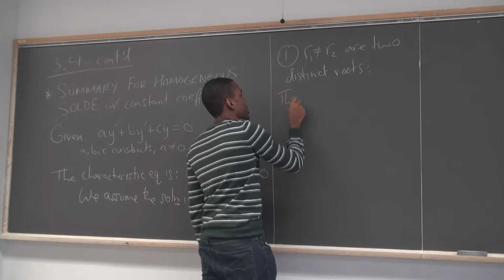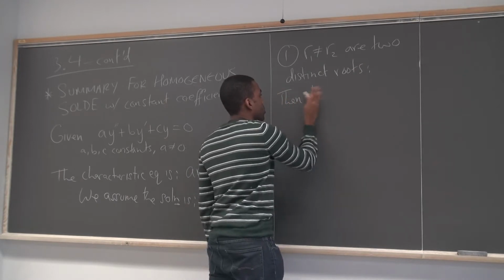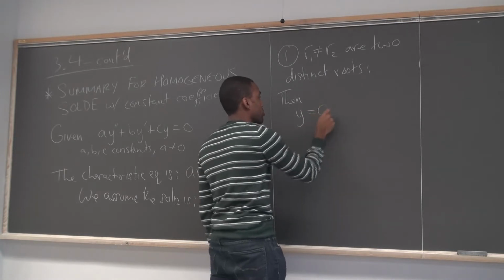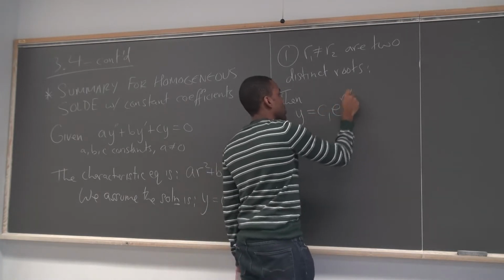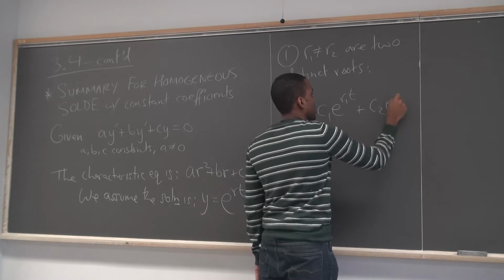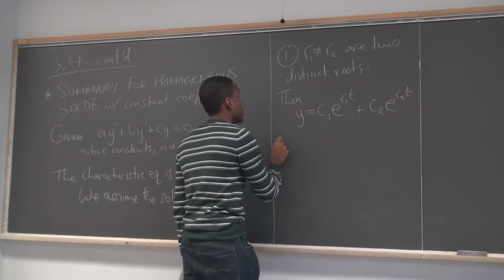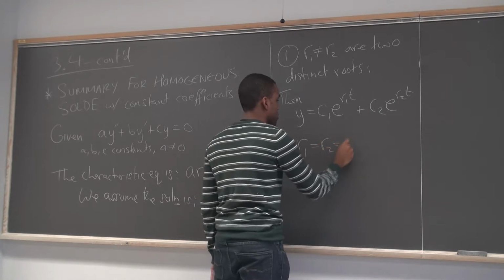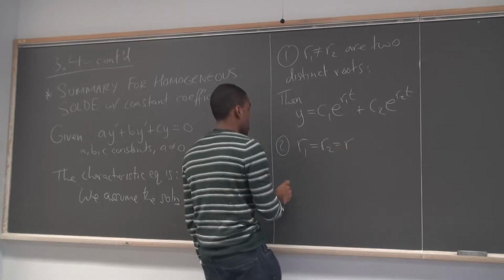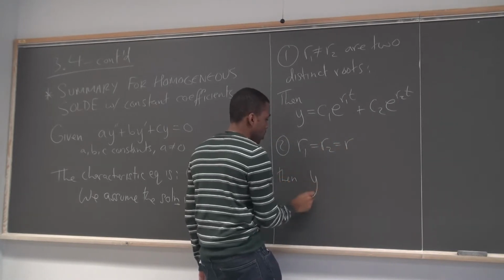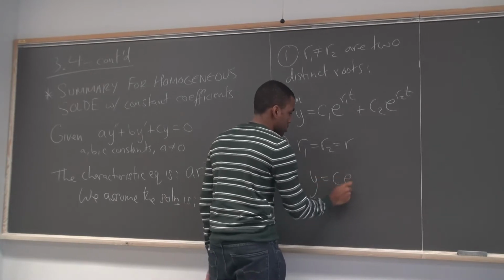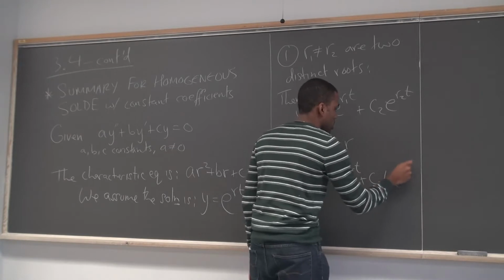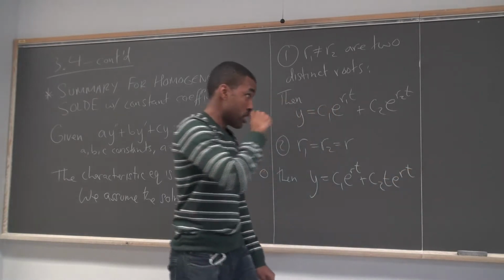Then what's the general solution in this case? C1 e to the r1 t plus C2 e to the r2 t. The second case, if both roots are the same, say r, then y equals C1 e to the rt plus C2 t e to the rt, which we can derive by reduction of order.